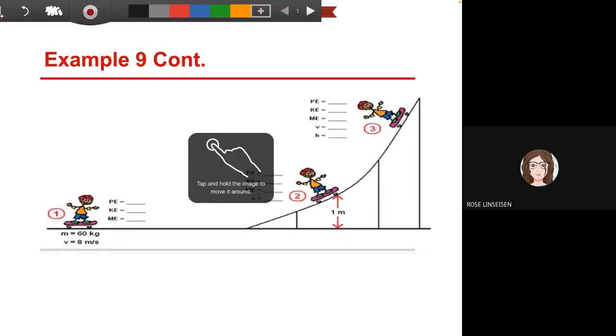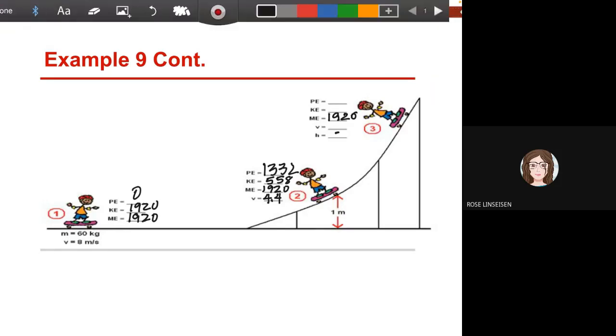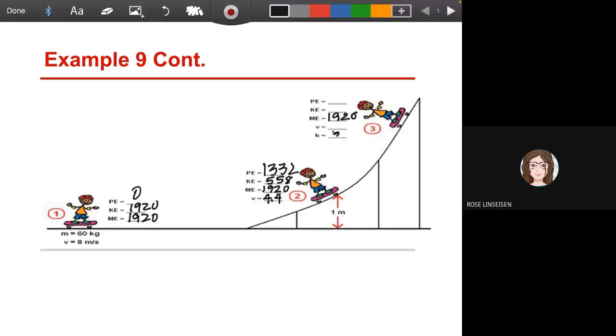All right. Now, let's put it all together. Okay, 1920. Oh, whoa. 0, 1920, 1332, 558, 1920, 4.4. Okay. All right. So now this person still has 1920 joules of energy. Something that's missing here. We're going to say that this person is now, sorry, at a height of 3 meters.